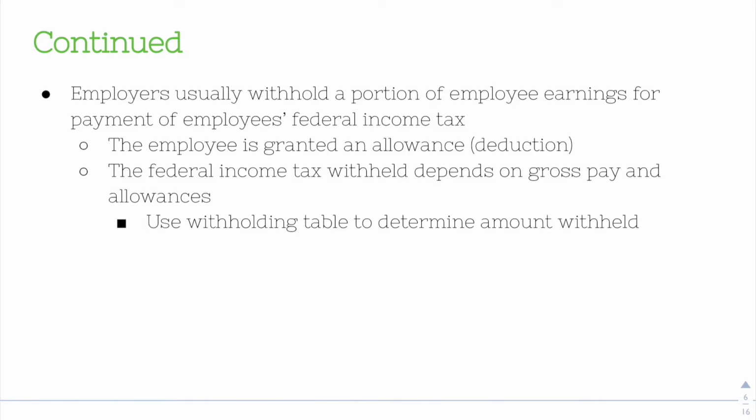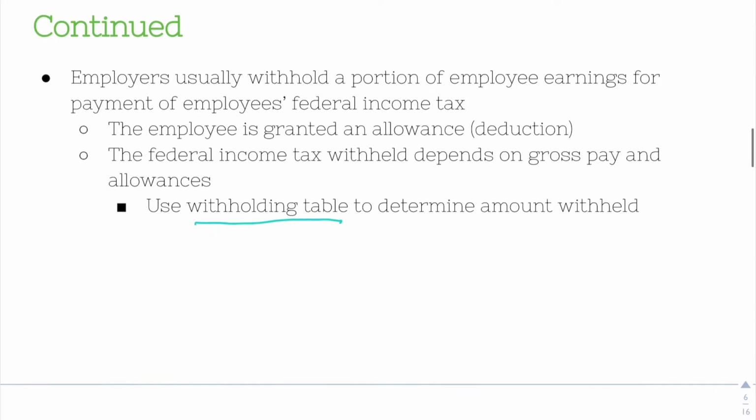You don't need to know how this is figured out or anything. It's done using a withholding table that you can see in the book, and basically you determine your income tax based on your gross pay, so what income bracket you're in, and then any allowances you have. But in the context of questions and how it'll be asked, they'll tell you how much is being withheld. You don't have to calculate it yourself.